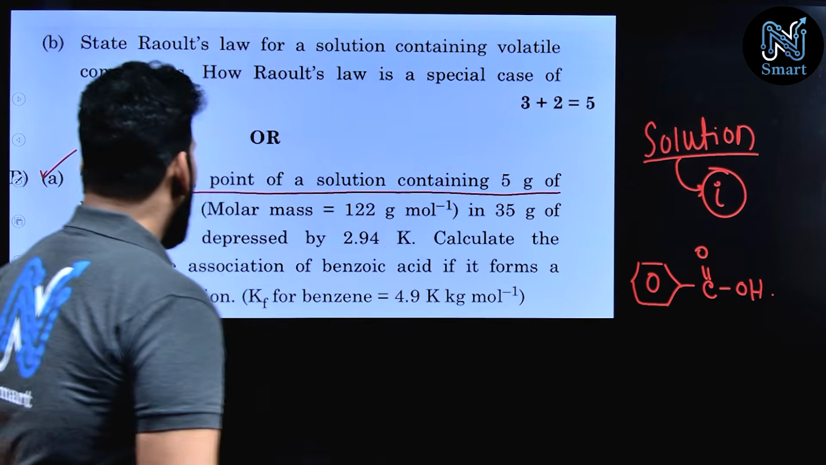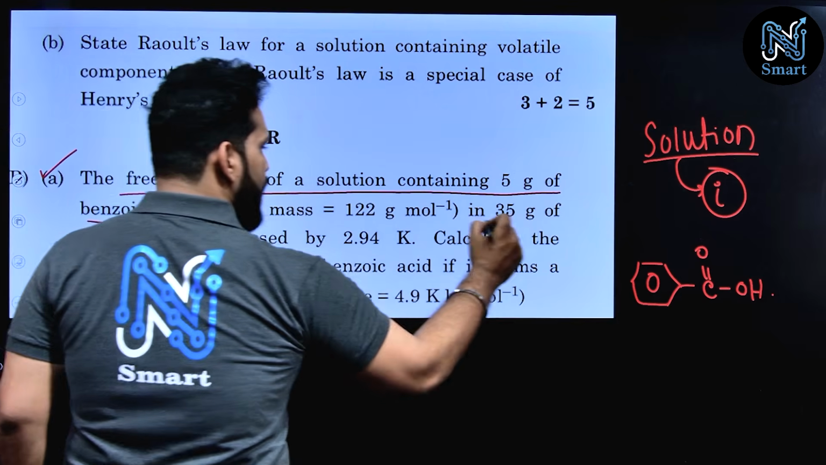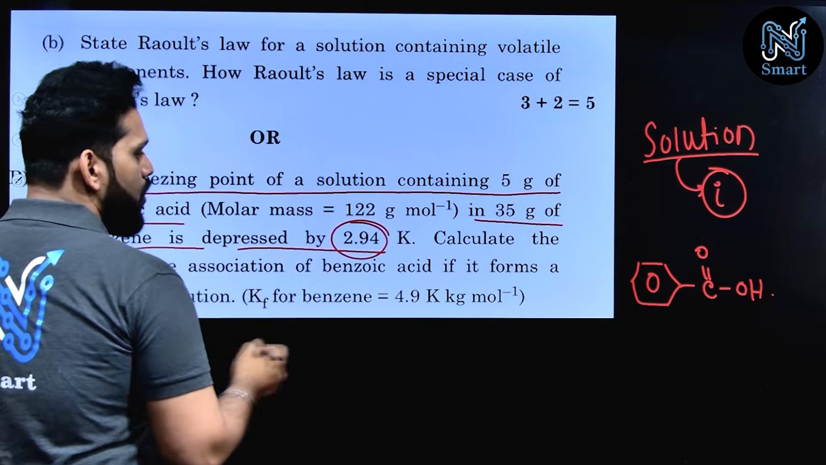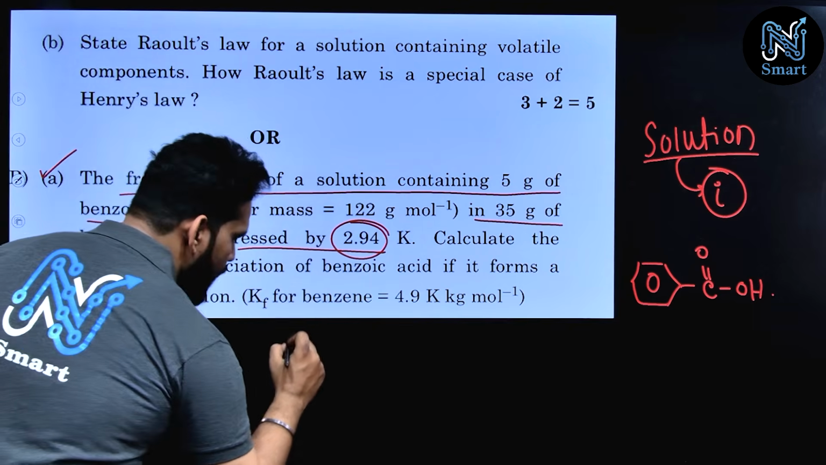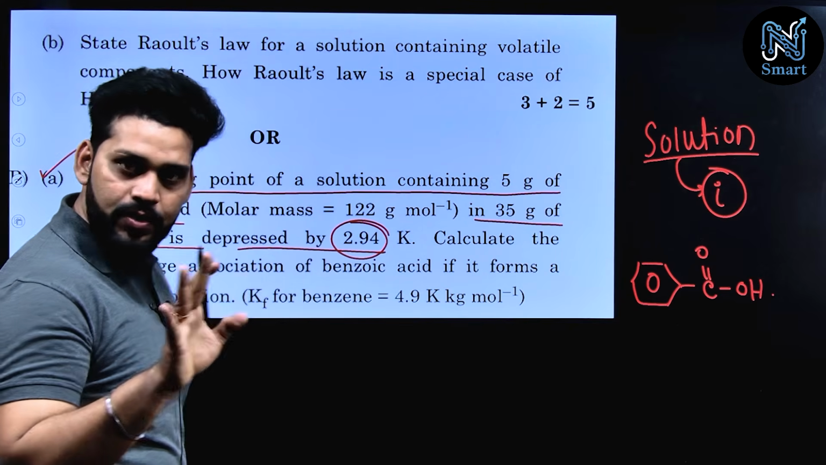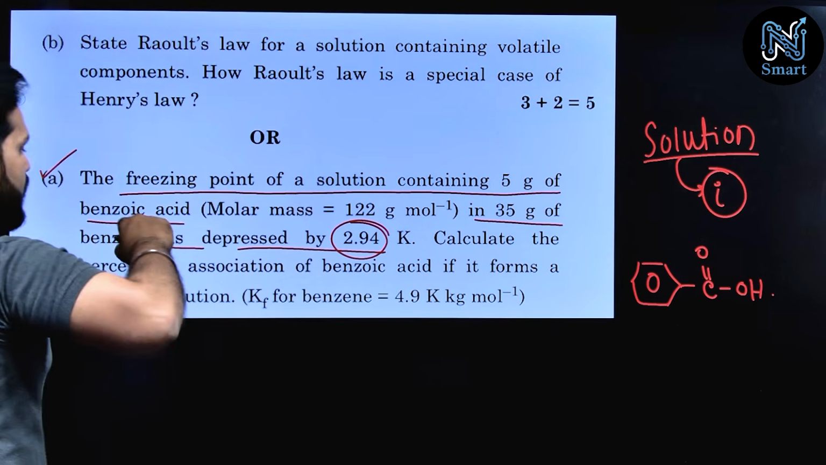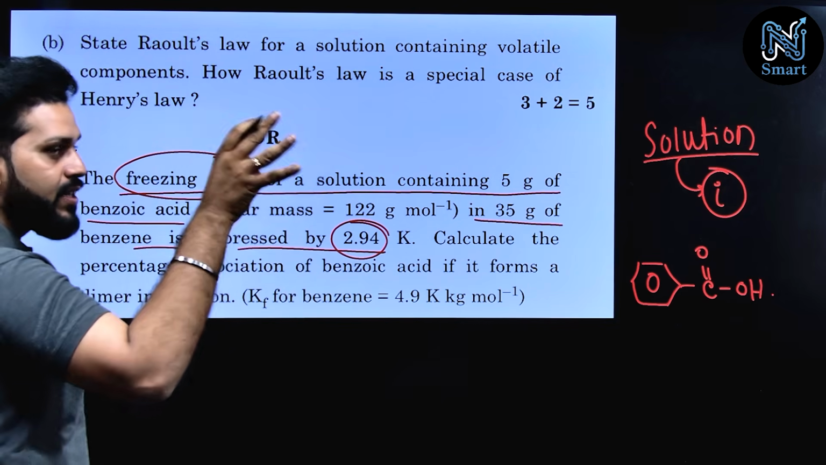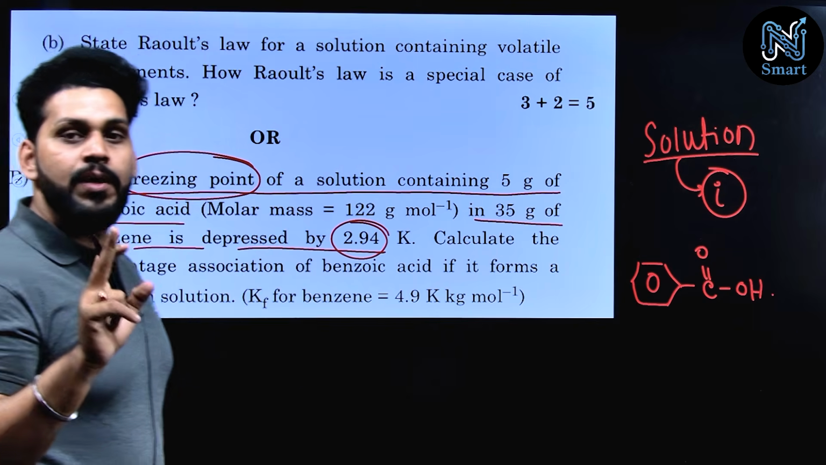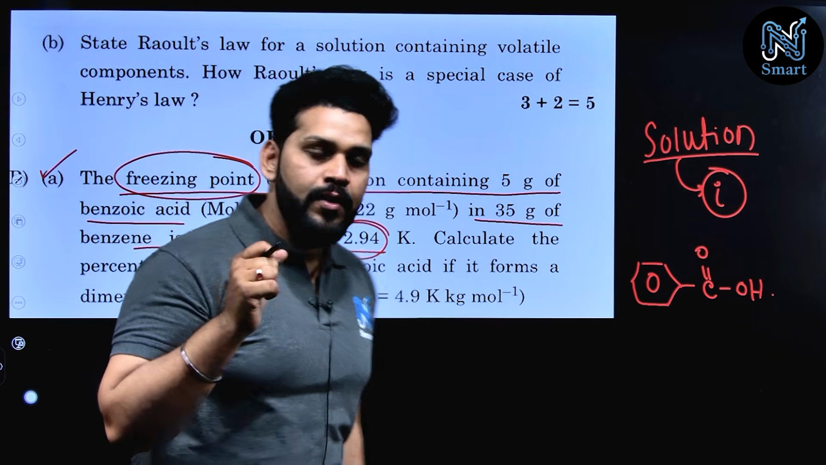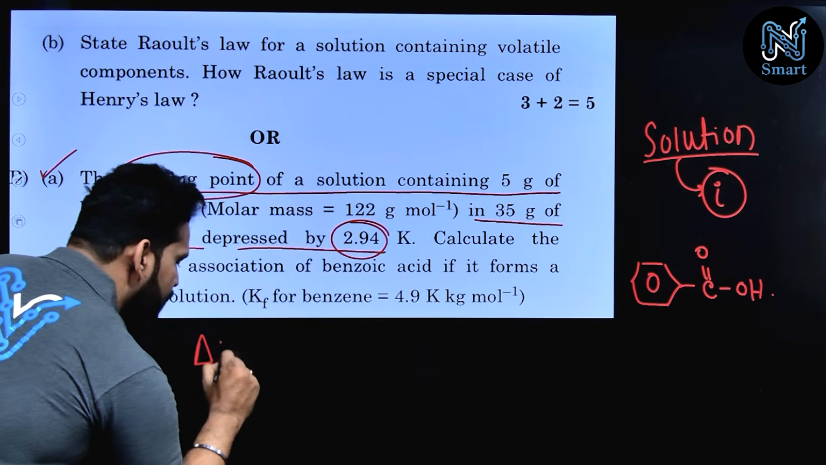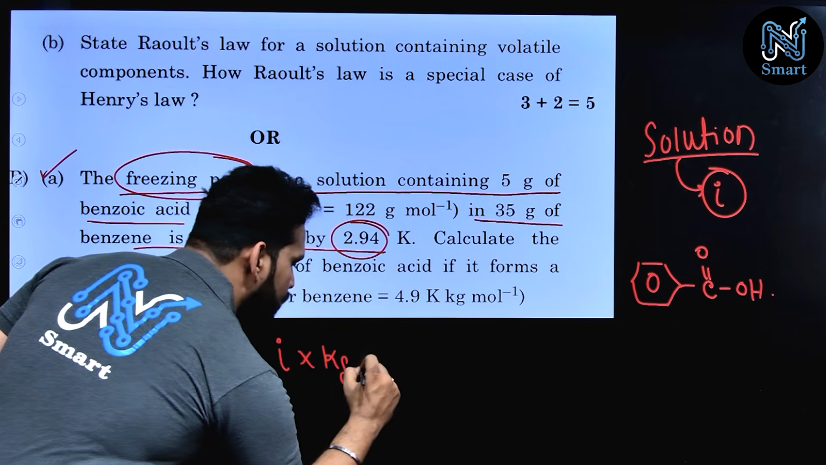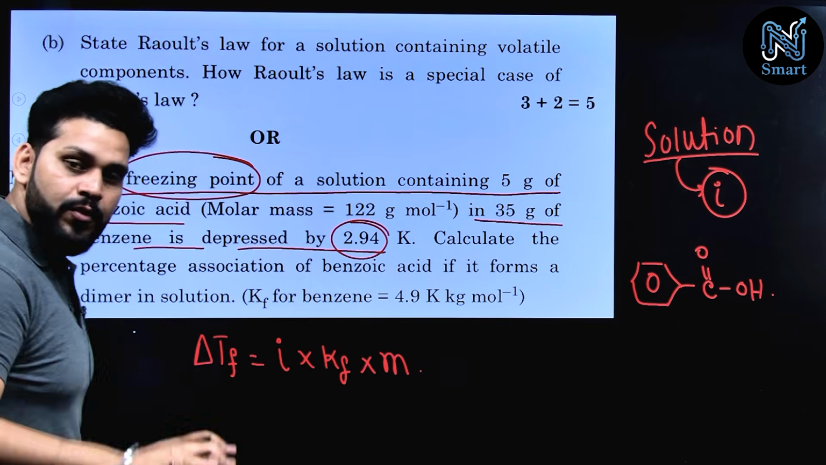Molar mass and everything is given, fine, in 35 grams of benzene depressed by 2.94. So what are they trying to say, guys? It's a question of colligative property, correct? From which topic is the question coming? The question is coming from depression of freezing point. First, to identify things, it's a depression of freezing point. For depression of freezing point, what was our formula? The formula was delta TF is equal to I into KF into M, correct? This was your formula there.